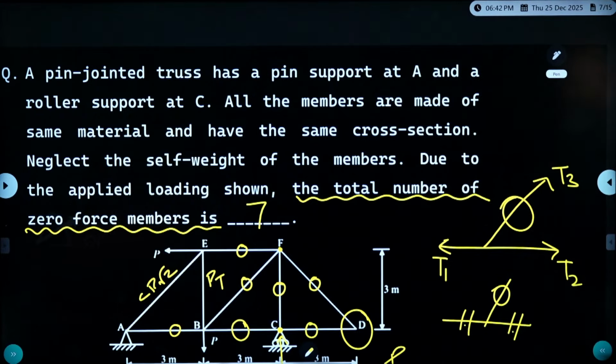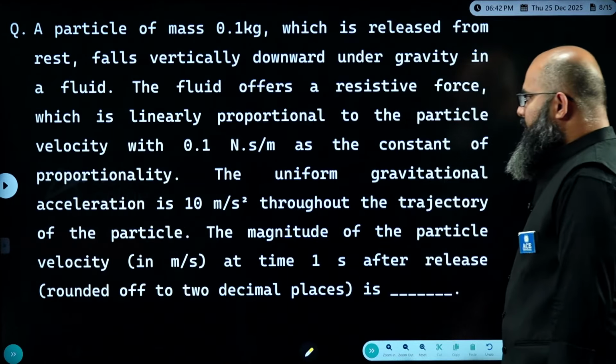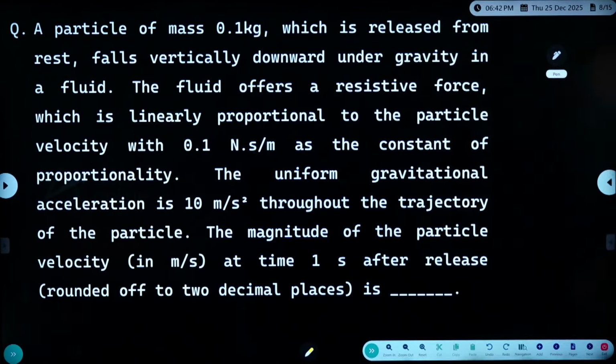This was a very good question on the concept of trusses and frames. Moving further. Now this question is particularly for mechanical people. I have taken this question from the concept of Newton's second law of motion and kinematics. This is a previous GATE question from the XC paper.